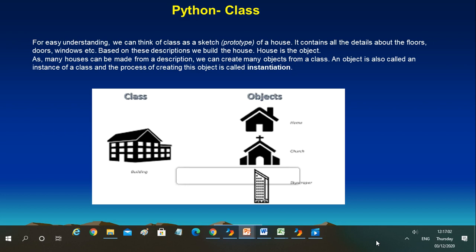As many houses can be made from a description, we can create many objects from a class. An object is also called an instance of a class, and the process of creating the object is called instantiation. So when you create a class object, that means you are instantiating an object of that class.